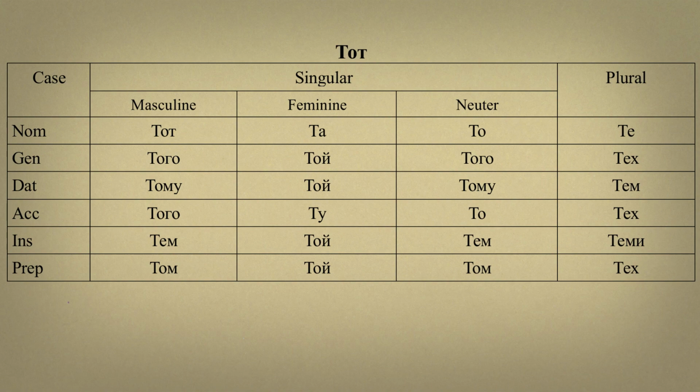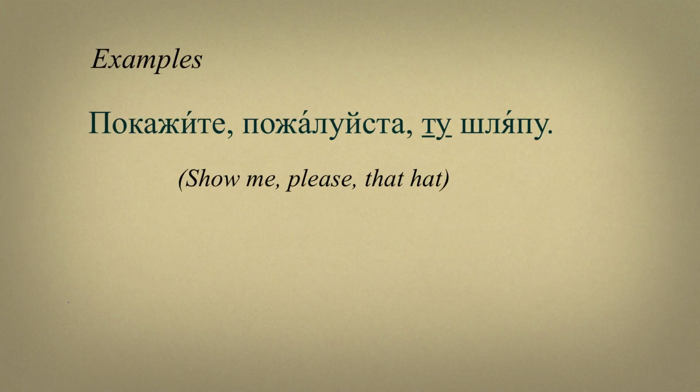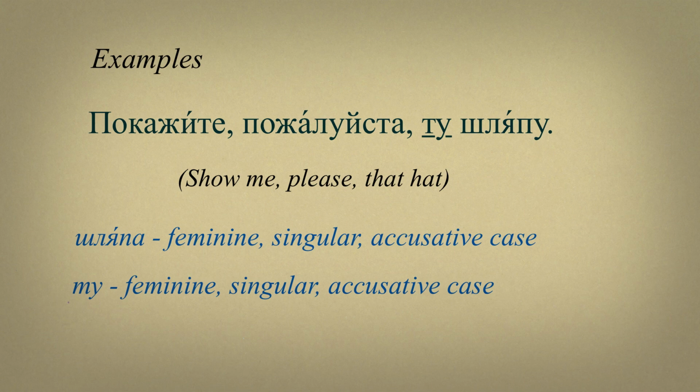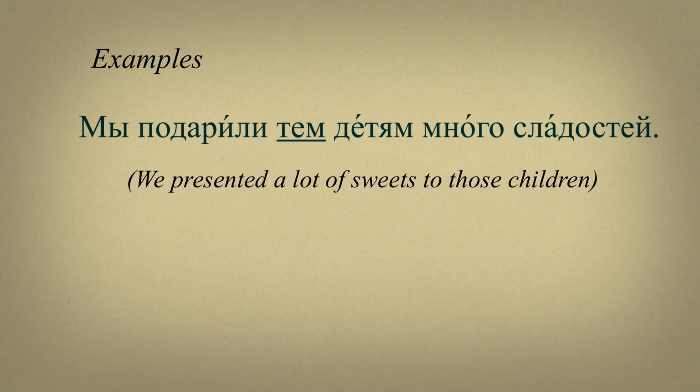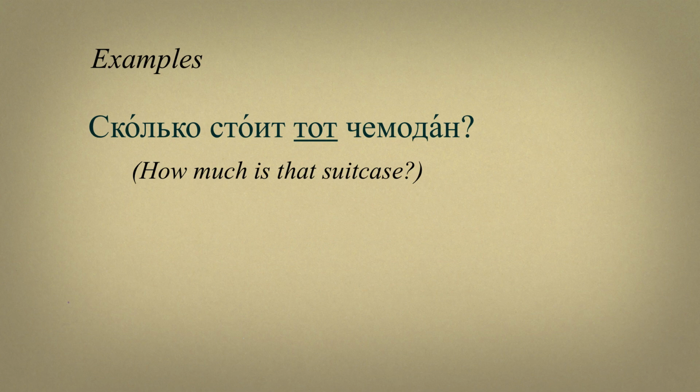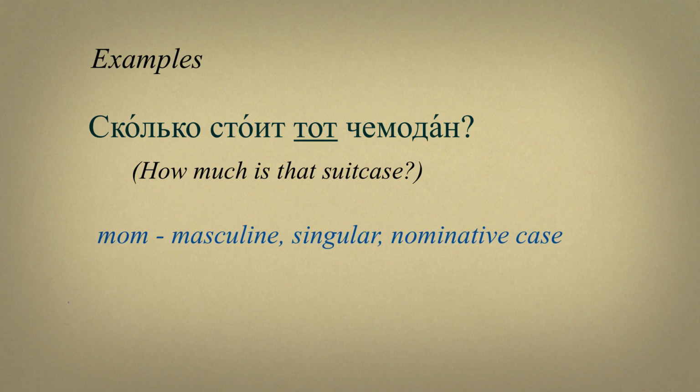And let's read sentences. Покажите, пожалуйста, ту шляпу. Шляпа is feminine, singular, and in accusative case form. So, the pronoun ту also has the same forms. One more example. Мы подарили тем детям много сладостей. The pronoun тем is in plural dative case form. And let's ask a question. Сколько стоит тот чемодан? Тот is masculine, singular, and in nominative case form.